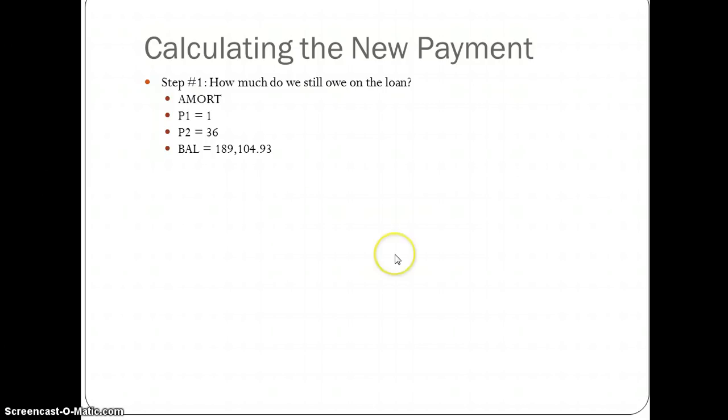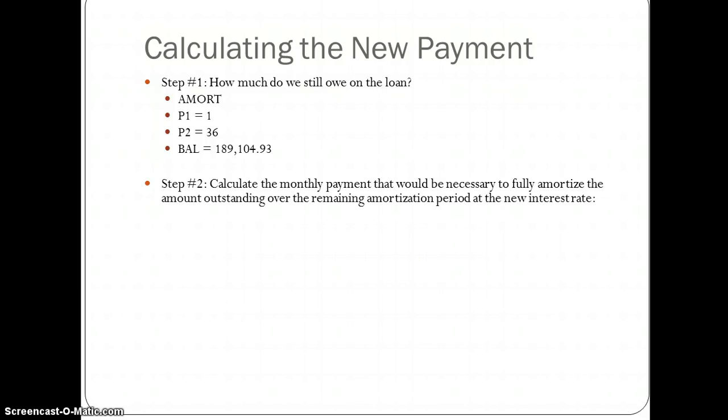Now the next step is to calculate the actual new monthly payment. What we're looking for here is the monthly payment that would be necessary to fully amortize the amount outstanding, which means to simply pay off what we owe over the remaining amortization period at the new interest rate. So translating these words to our financial calculator, we have a present value of $189,104.93, the amount we still owe.